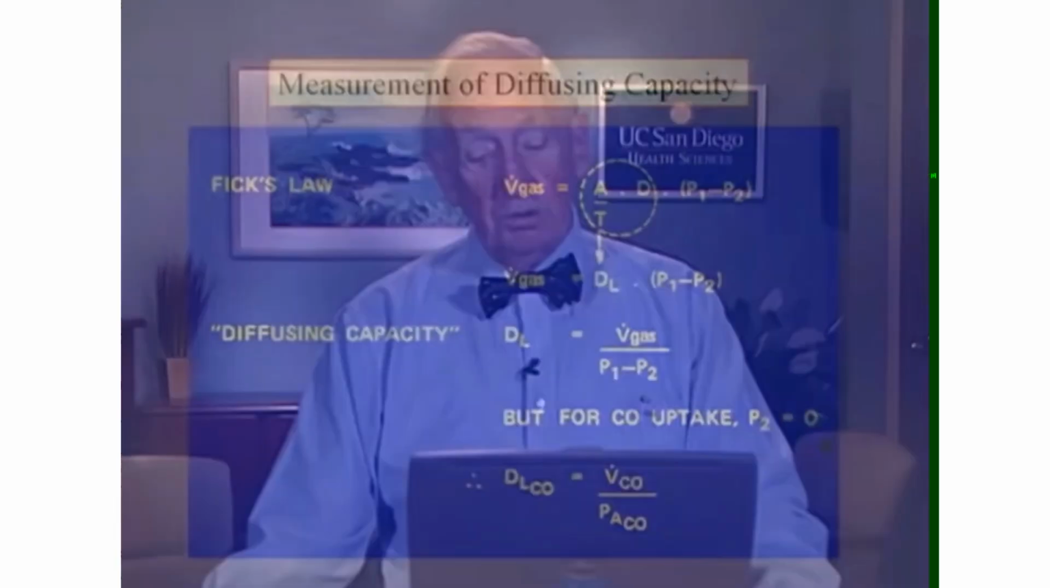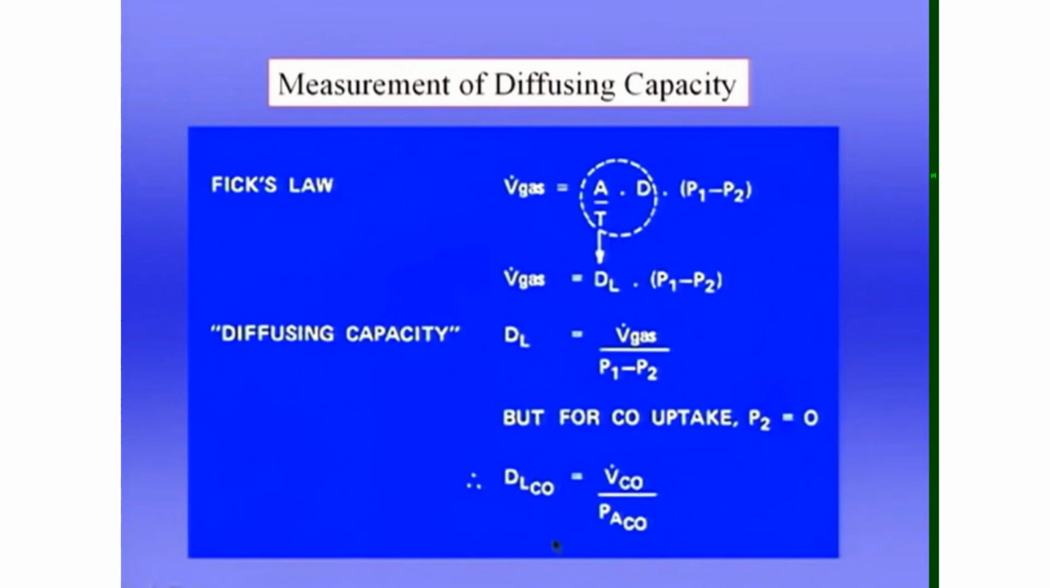So we put P2 equal to 0, and that gives us the equation for the diffusing capacity for carbon monoxide, DLCO. That's the amount of CO taken up per unit time divided by the alveolar partial pressure for carbon monoxide. And that's an equation that we use extensively. You can see the units are mils of CO taken up per minute per millimeter of mercury partial pressure of carbon monoxide. Now, how do we do this?